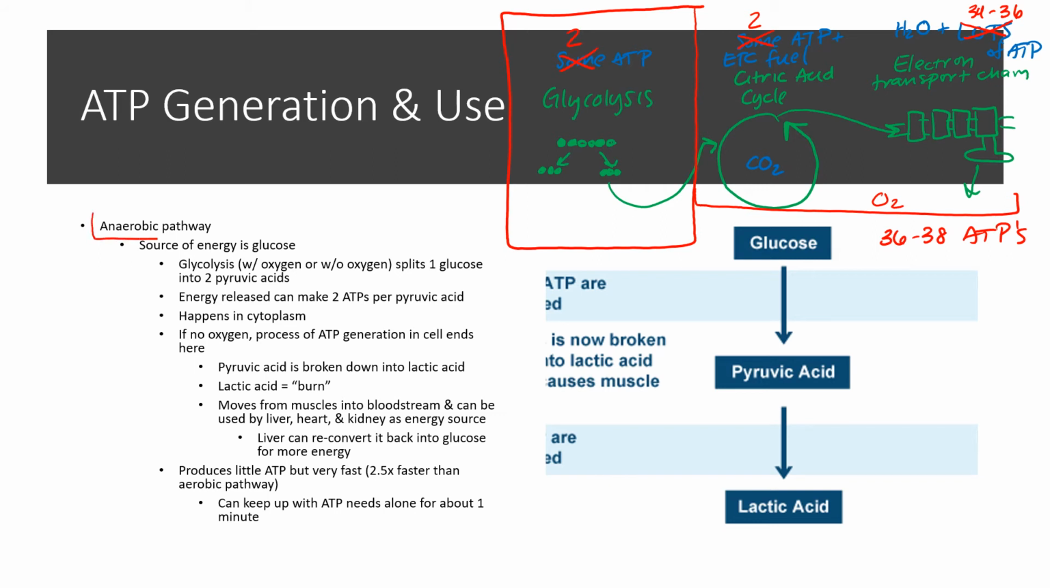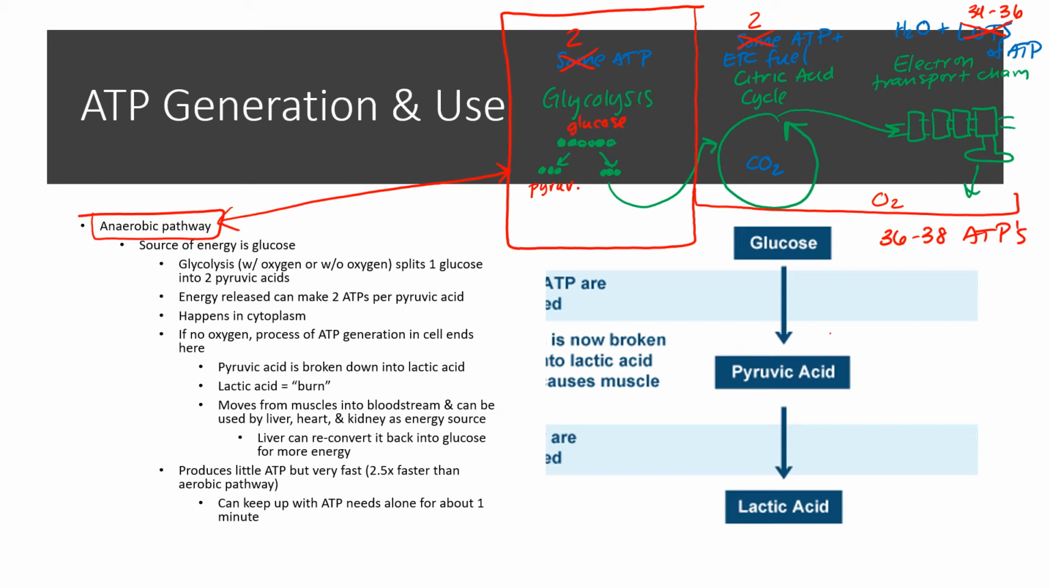So the anaerobic pathway uses glucose and engages in glycolysis, splitting 1 glucose into 2 pyruvates, or pyruvic acid, same thing. You spend 2 ATPs to start the process. You make 4 ATPs, so really you end up with a net 2 ATPs.